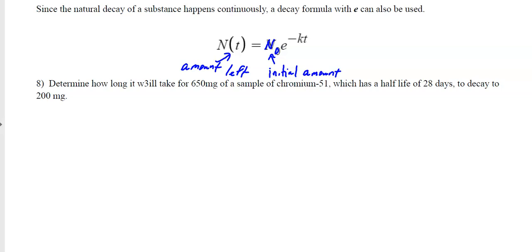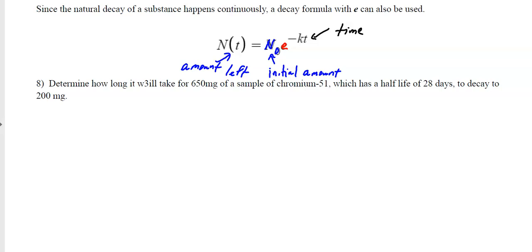And then E, of course, we know what E is. E is 2.71, and so on. T is time, whether it be minutes, days, hours, or years. Carbon has a half-life of about 5,730 years, so it takes a long time to lose half of your carbon, whereas other things decay much quicker.